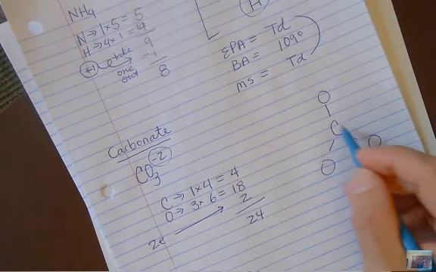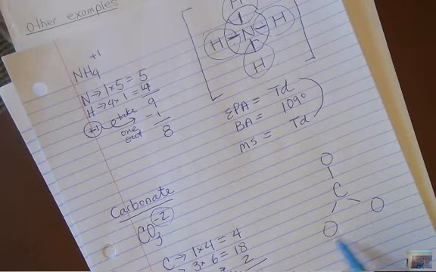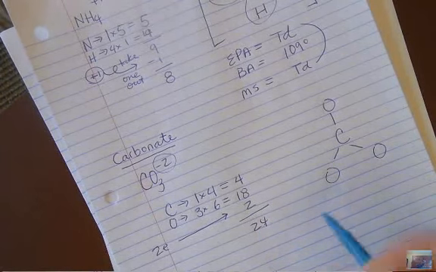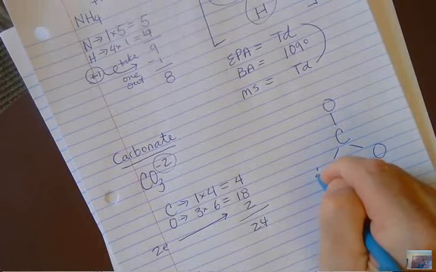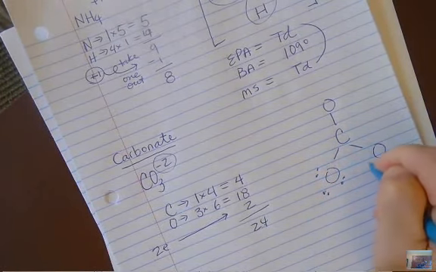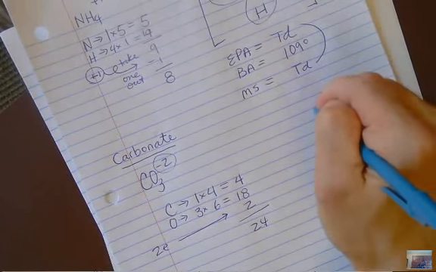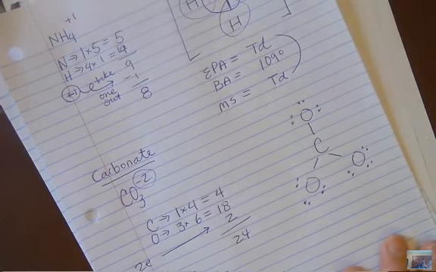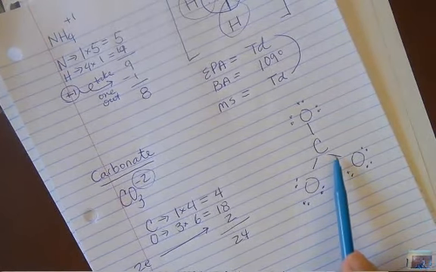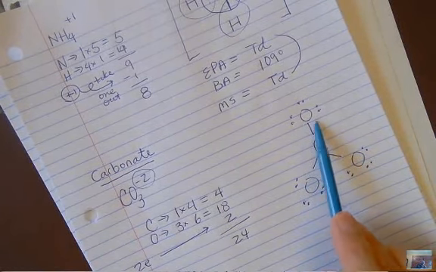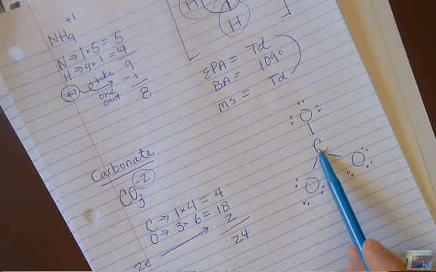Now, what do you do after you make the single bonded network? Put the extra electrons around the outside first and only push them into carbon when you need to. Okay, I've got 24. So 2, 4, 6, 8, 10, 12, 14, 16, 18, 20, 22, 24. There's my 24. Each oxygen is happy with a single bond and 3 lone pairs, right? But the carbon is not happy at all.